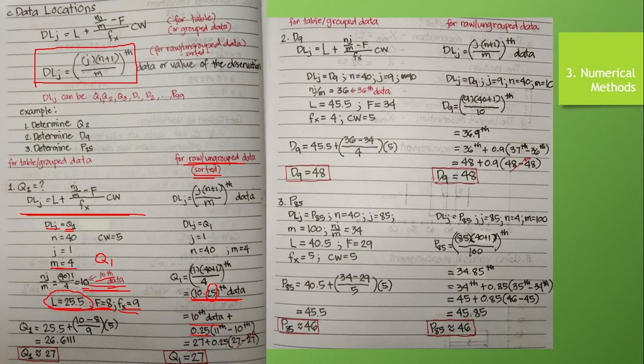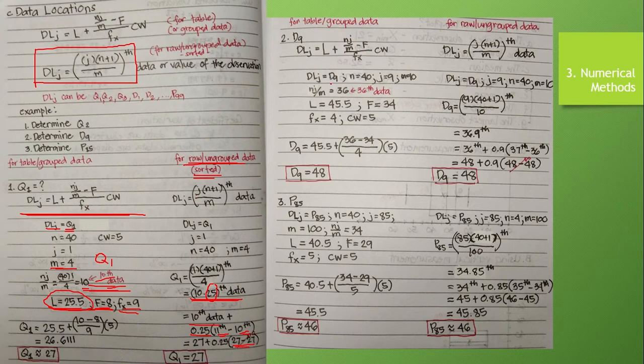Since there is a decimal, we will get the next data after the 10th, so that's the 11th data. So that's 0.25 times the 11th data minus the 10th data. If you recall our sorted values in our sorted ungrouped data, the 11th and the 10th are both 27. So this will just lead to 0, which means our first quartile is 27. So they have the same answers.